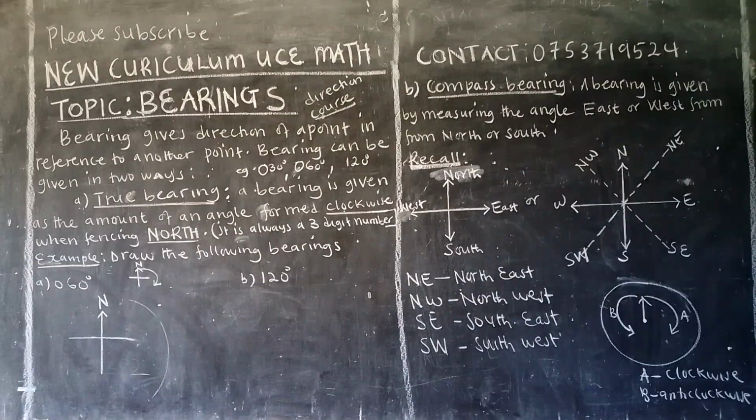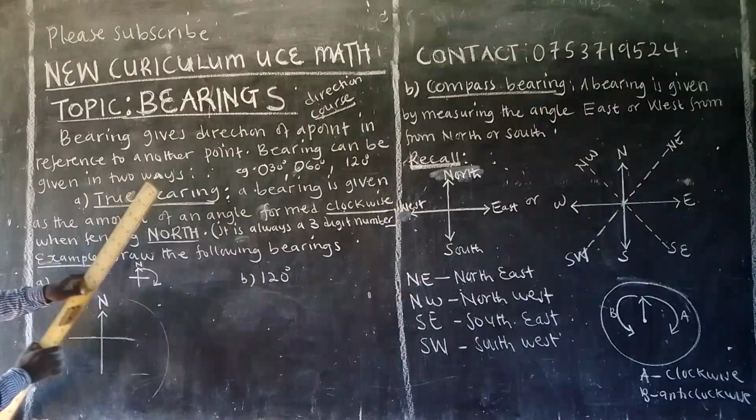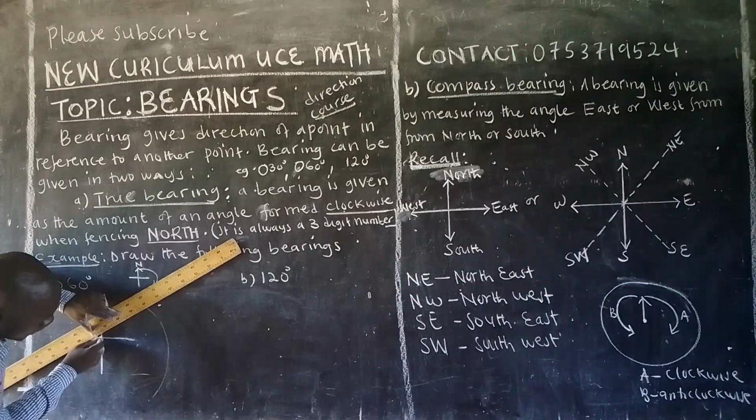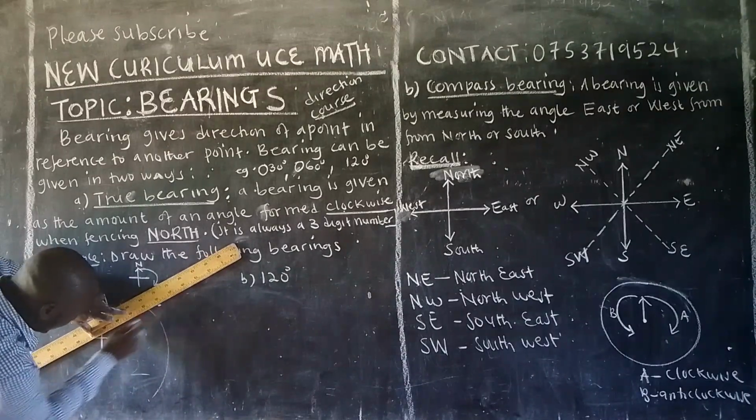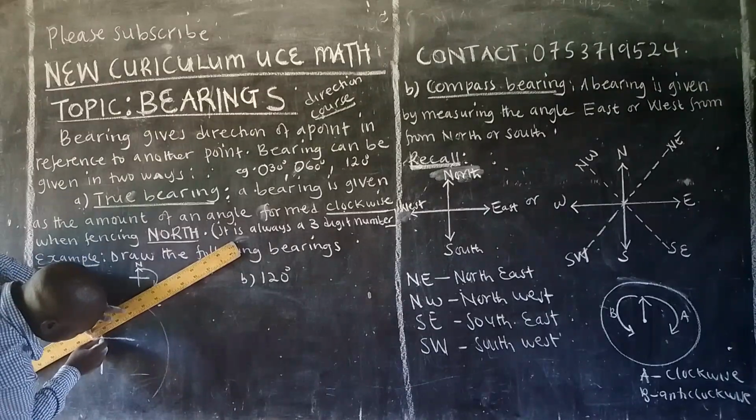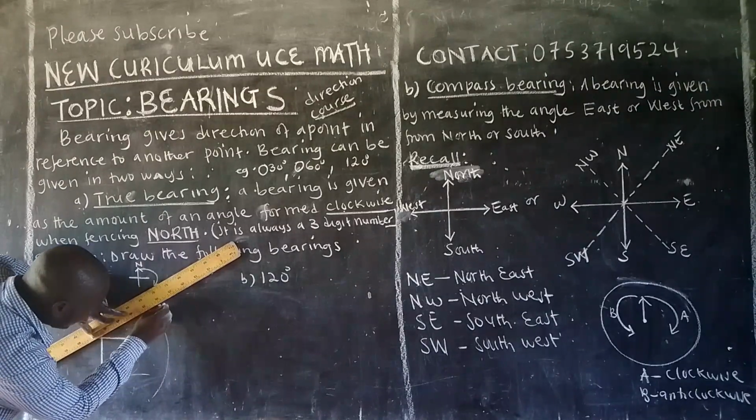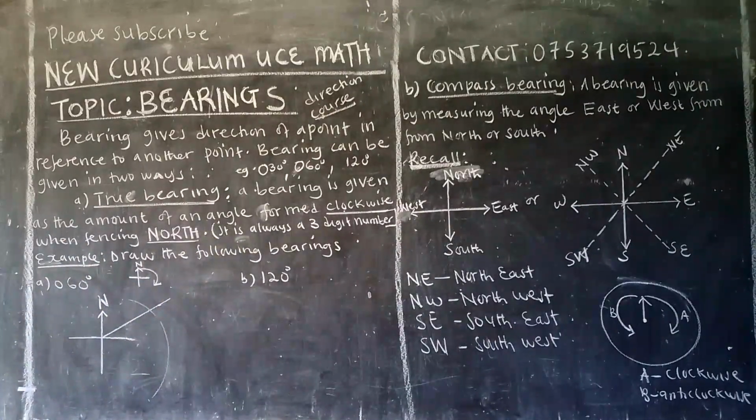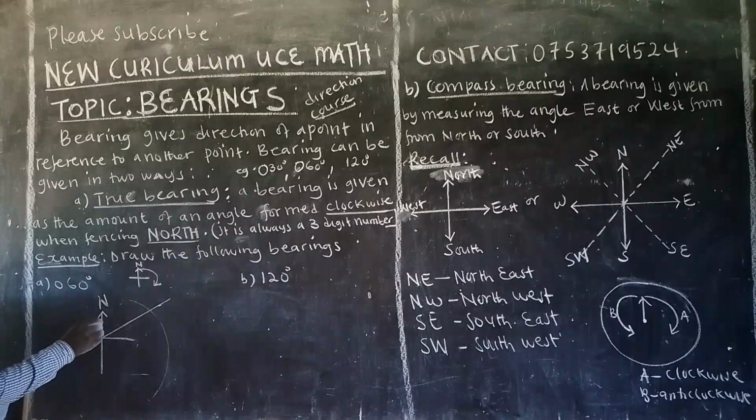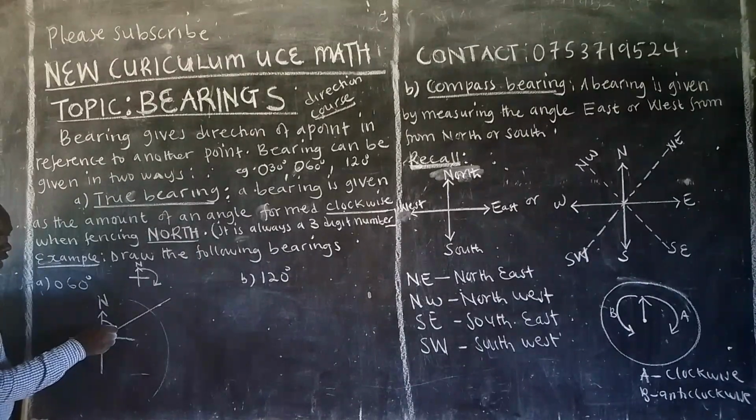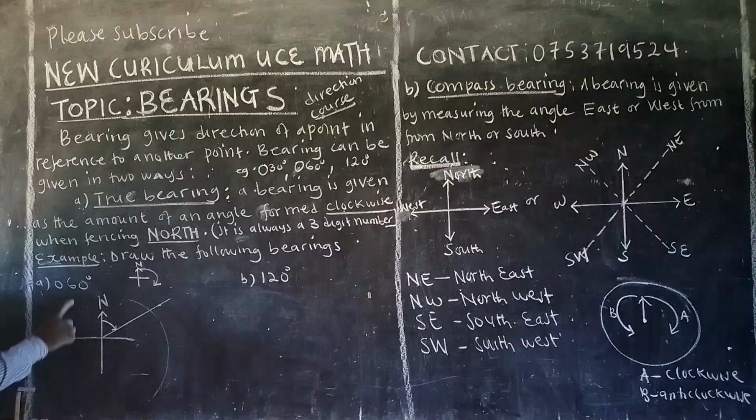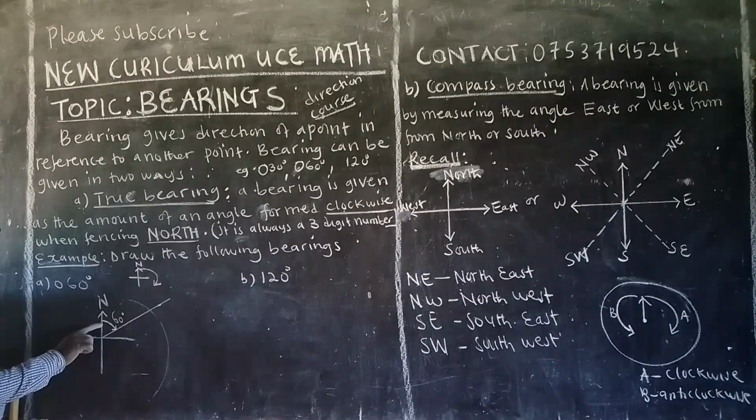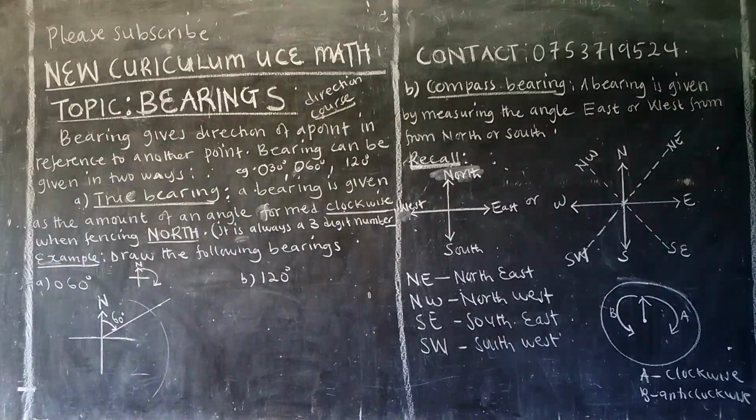After putting a marking, I now get my ruler and join from this point up to where that marking is. So I will draw like that. Now having done that, I measured from the north, going in that order. How many degrees? When you're writing here, you just put 60 directly, because the 0 has been catered for from the north, and that's how we measure the true bearing.